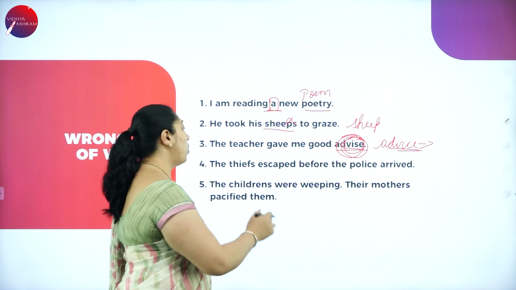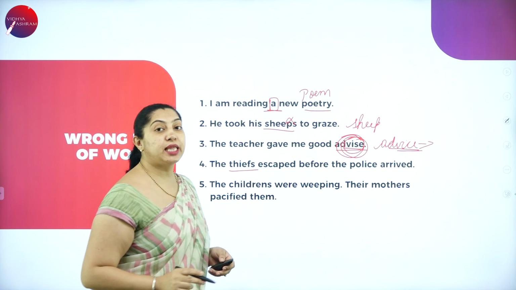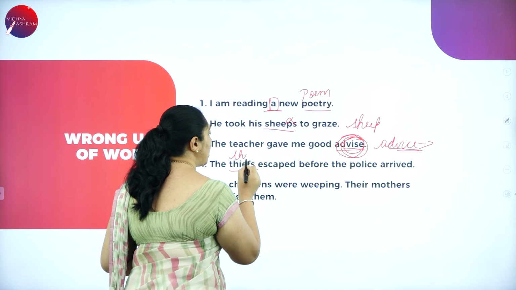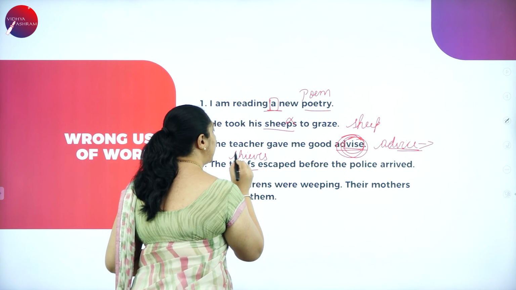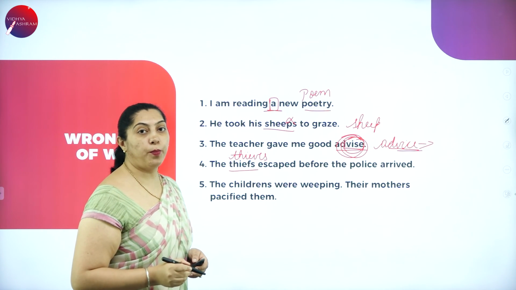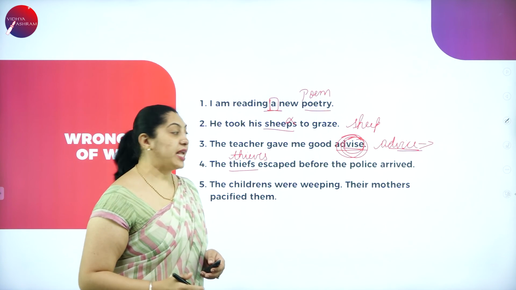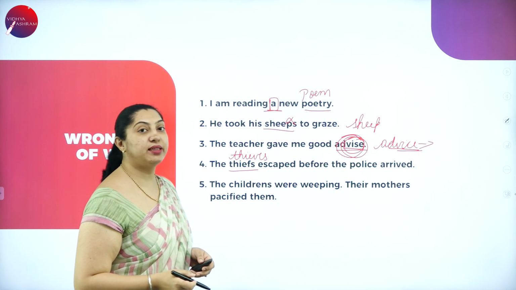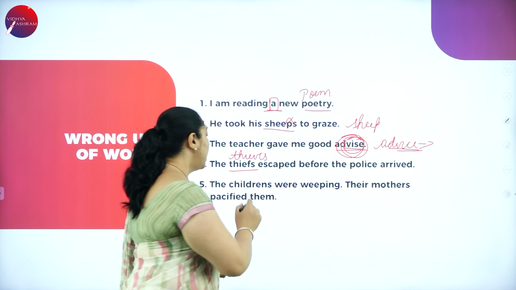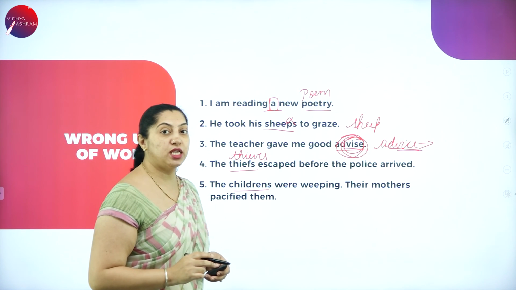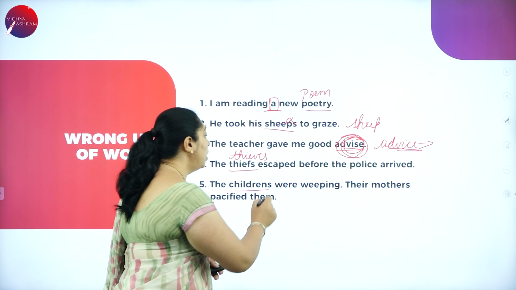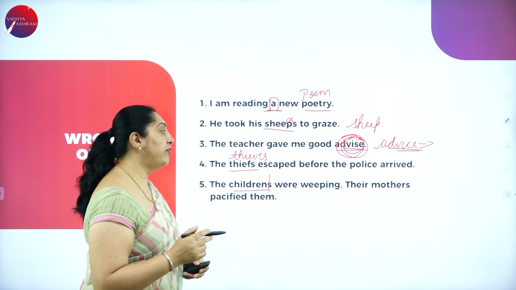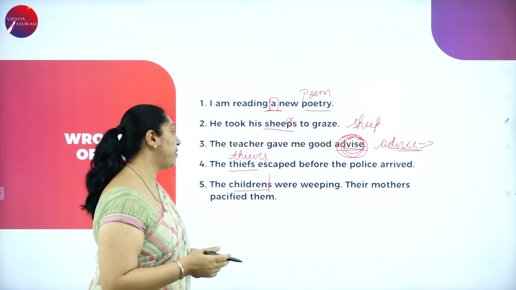The theives escaped before the police arrived. What is the mistake here? What is the error? The error is theives. We don't say it as theives. It is thieves. The thieves escaped before the police arrived. The next one. The childrens were weeping. Their mother comforted them. In this sentence, here children is already plural, and here S is not used. The children were weeping. Their mother comforted them.